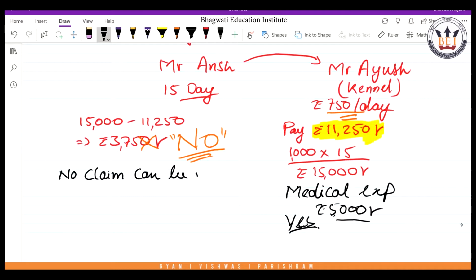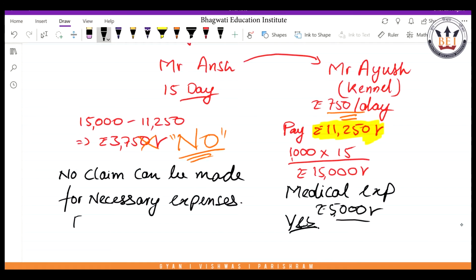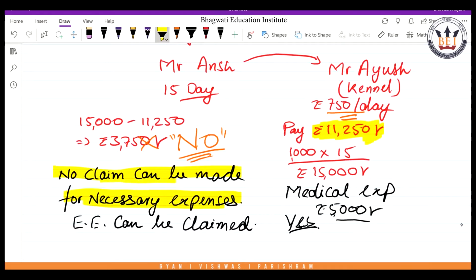no claim can be made for necessary expenses, extraordinary expenses can be claimed, right? So keep this well in mind. Why can you not claim for the necessary expenses? Because it's already incorporated, it's understood that it is incorporated in the charges of bailment. Extraordinary expenses can be claimed.